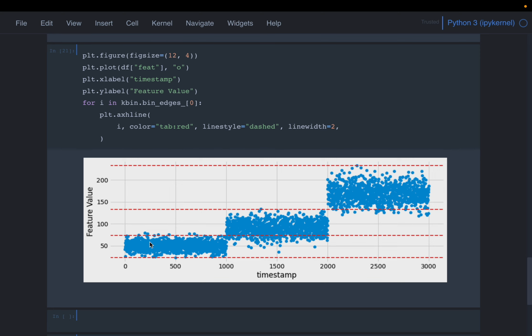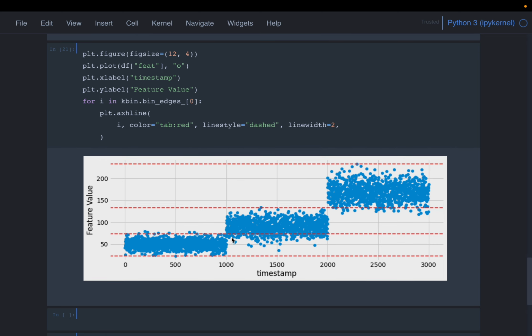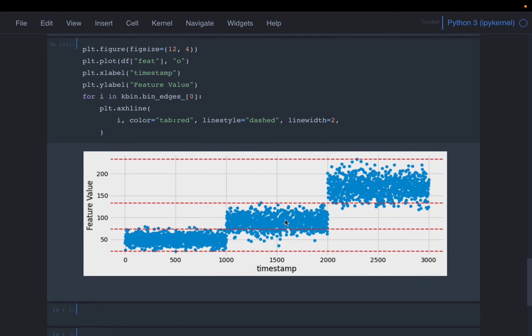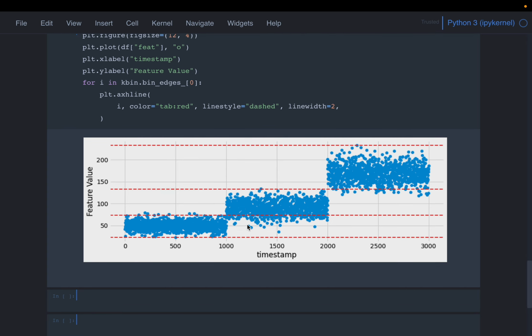Now the points in the middle are clearly assigned to the groups they should be, and because of this overlap we have some points. For example, these points, even though they were generated as part of the second group, clearly belong to the first group, right? So the model is able to divide this data clearly into 3 bins.